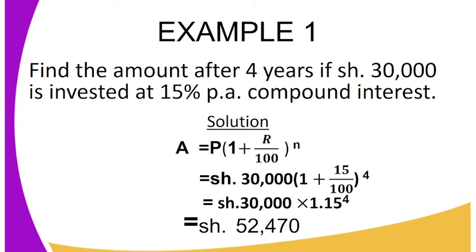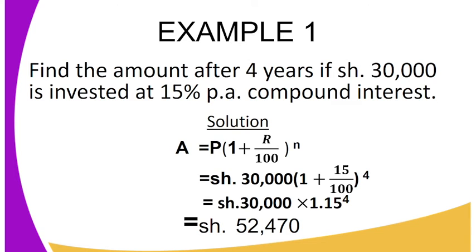Replacing our values in the formula, we have shillings 30,000 in brackets 1 plus 15 over 100 raised to power 4. So it becomes 30,000 times 1.15 raised to power 4. Our answer becomes 52,417.